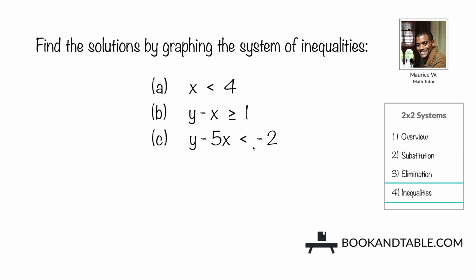So let's walk through an example from the beginning. You'll be asked to find the solutions by graphing the system of inequalities. Inequality A, x is less than 4. Inequality B, y minus x is greater than or equal to 1. Inequality C, y minus 5x is less than negative 2. So the process for graphing this system will be similar to a 2x2 system.